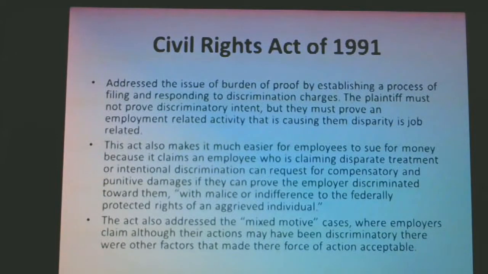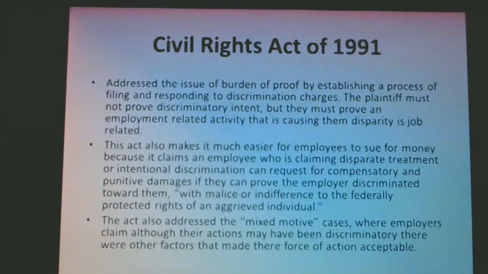The Civil Rights Act of 1991 addresses the issue of burden of proof by a process of filing and responding to discrimination charges. One must not prove discriminatory intent, but they must prove an employment activity causing them disparity is job-related. This act also makes it much easier for employees to sue for money because it claims any employee who is claiming disparate treatment or intentional discrimination has the right to request compensatory or punitive damages if they can prove their employer discriminated toward them with malice or indifference to the federally protected rights of an aggrieved individual.